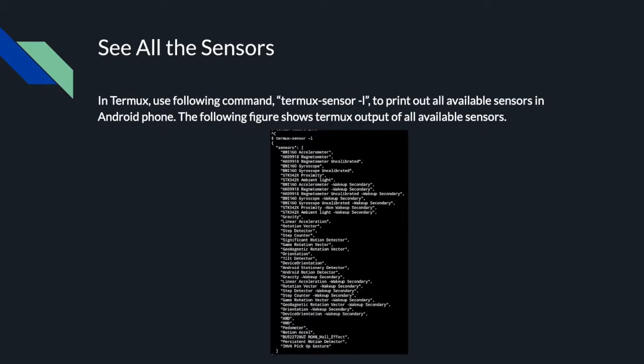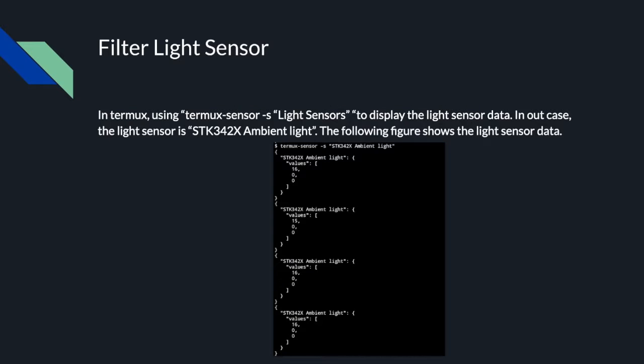And then we use the command termux-sensor -l to print out all available sensors. And then we find the last sensor. Its name is STK34. Oh, it's this one. And we can see the sensor data here.